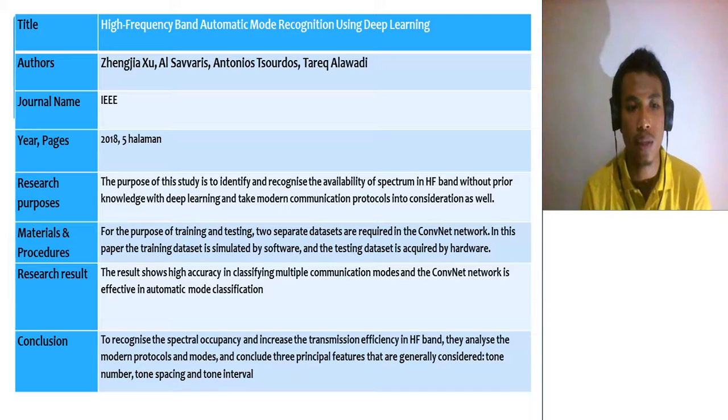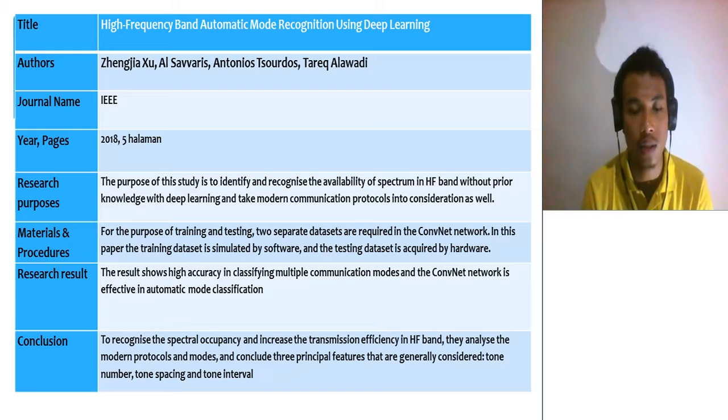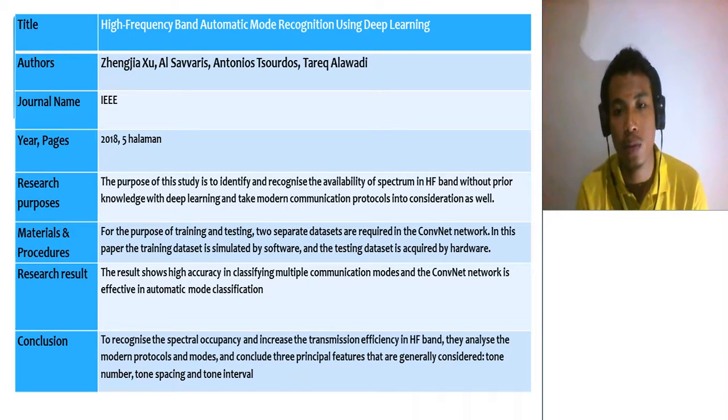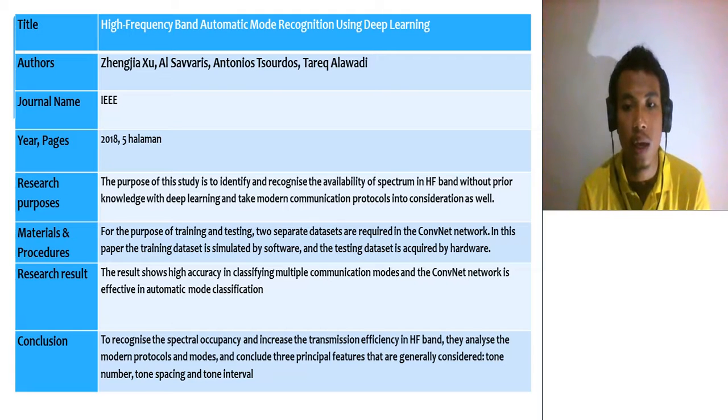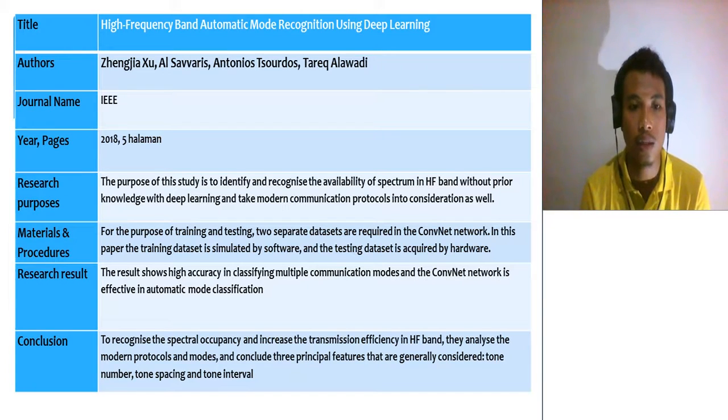And then what is the result of this paper? The result shows high accuracy in classifying multiple communication modes, and the ConvNet network is effective in automatic mode classification.